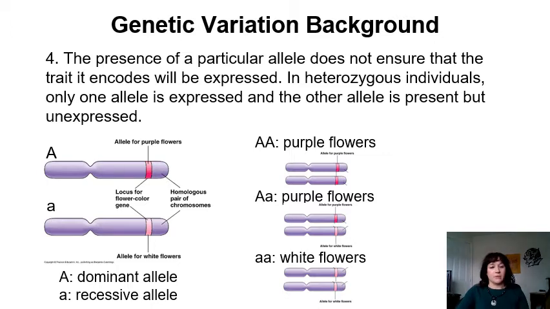Now, if you had a homozygous individual, say both of the alleles were dominant, in this case, that would result in purple flowers. And the only way that you're going to get white flowers is if both alleles are recessive.